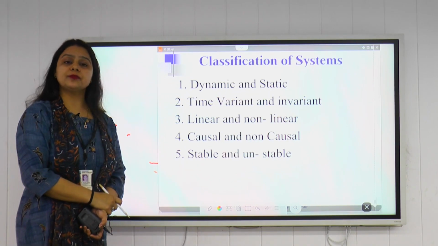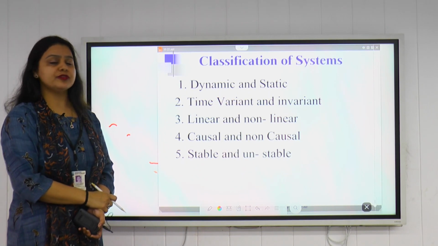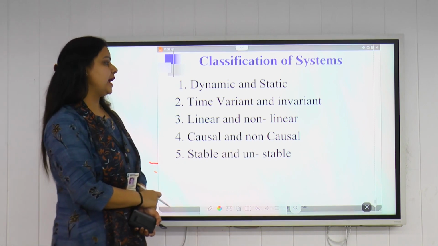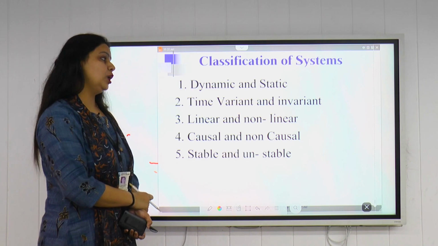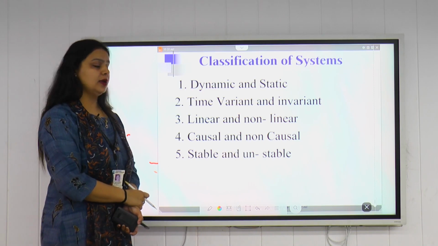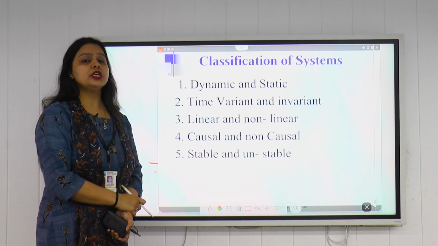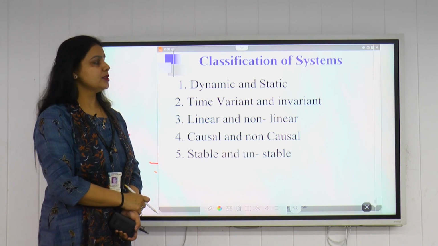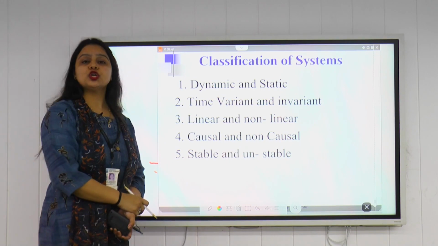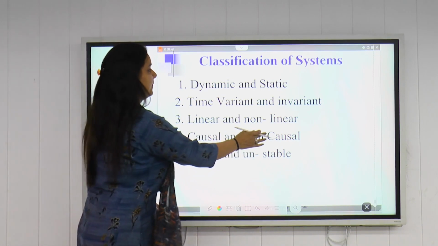So after the system definition, we have the classifications of the systems. First, we have the dynamic and the static systems. Then we have time variant and time invariant systems, linear and non-linear systems, causal and non-causal systems, and stable and unstable systems. We will be doing the classification of systems one by one.